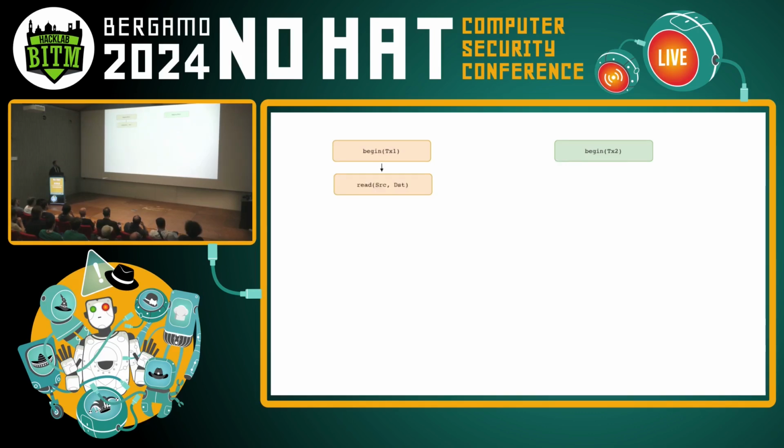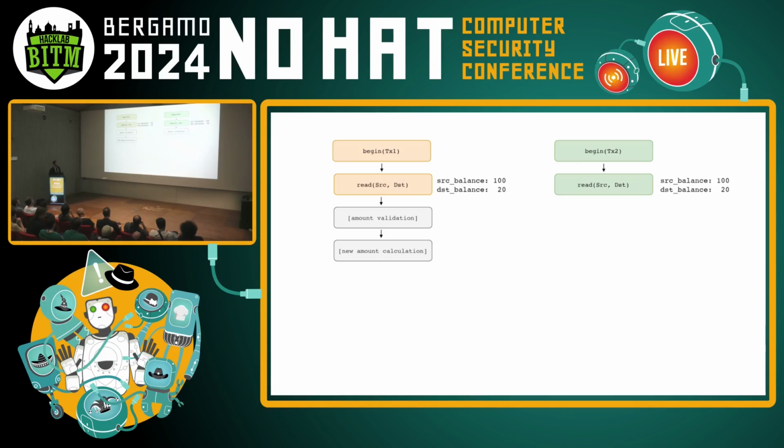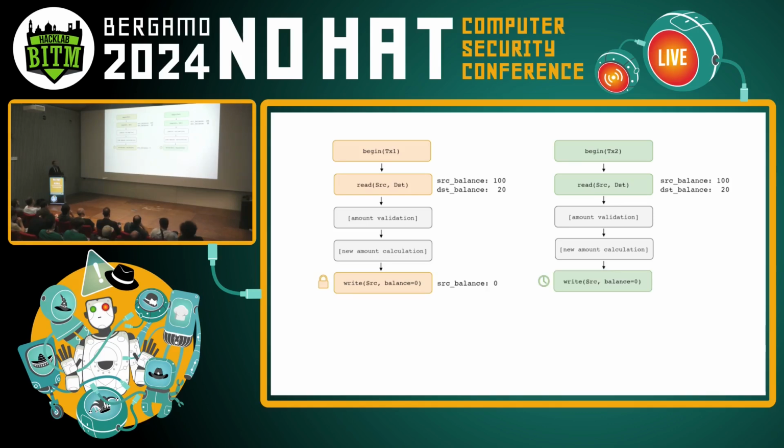We start off, both transactions will perform reads and get the same values from the database. Both of them will perform amount validations and amount calculations based on the value that they just read from the database. And now we start executing our writes. The first transaction will perform a write and set the balance of the source account to 0. The second transaction, if it tries to do the same thing, will encounter a lock and wait, allowing the first transaction to execute, which will perform its final write, set the balance of the destination account to 120, and commit, releasing the locks and changing the database state where the source account has a balance of 0 and the destination has a balance of 120.